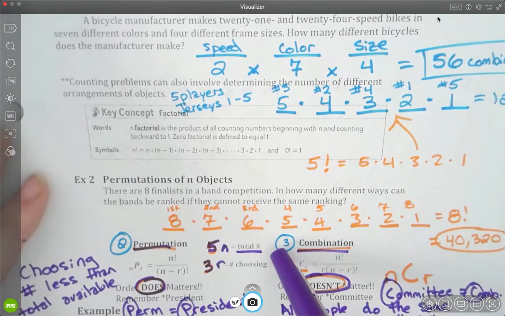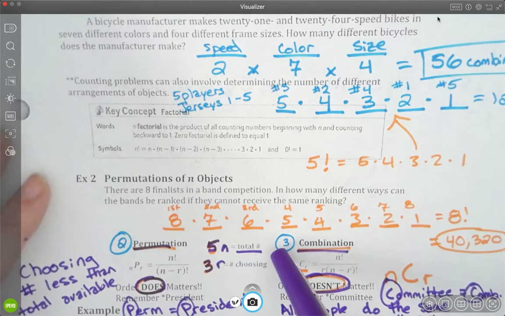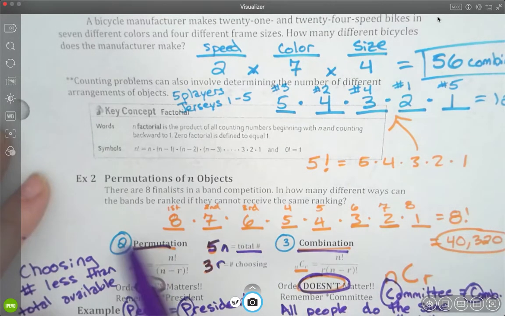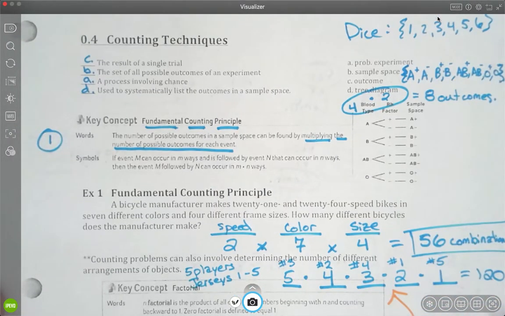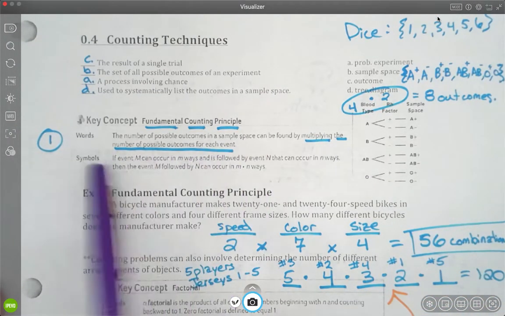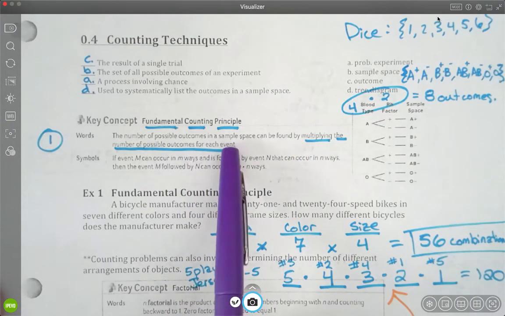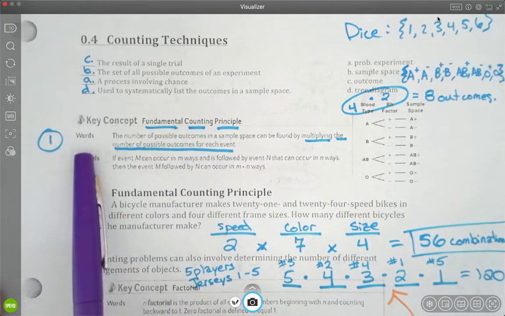So kind of like when we did factoring, what you're going to do is you're going to look at one of these problems and you're going to say, which of these 3 am I doing? And then it makes it really easy from there, okay? So after you've determined which method to use, it's just going to be really easy from there. So fundamental counting principle is the first one. Easiest one of all 3.